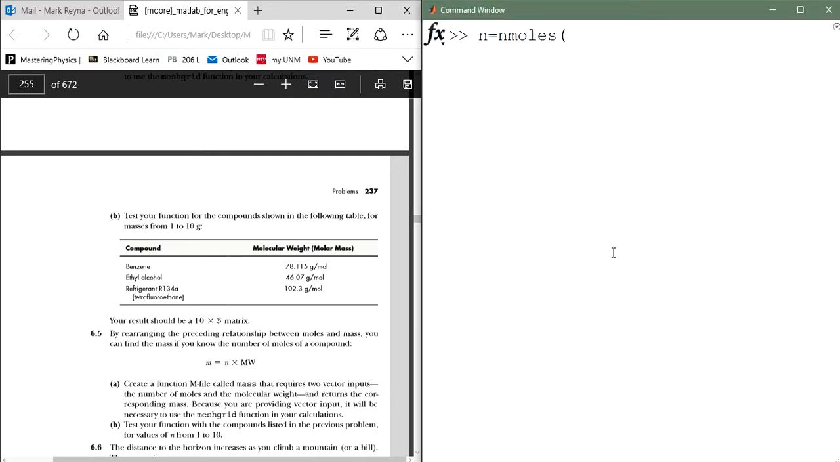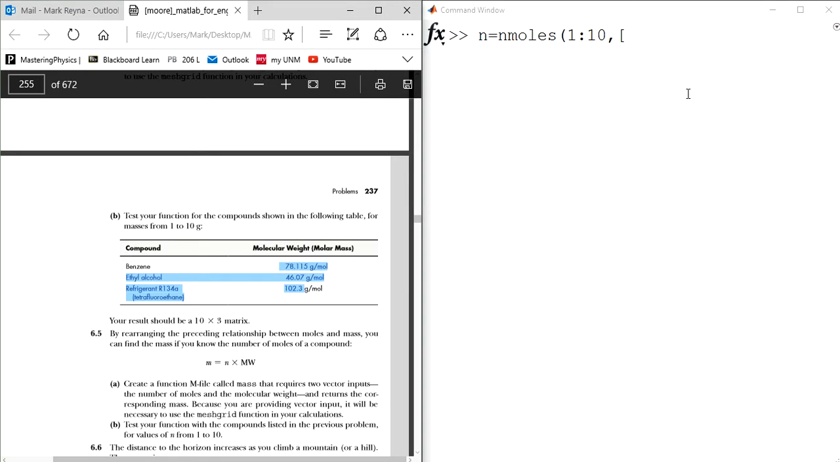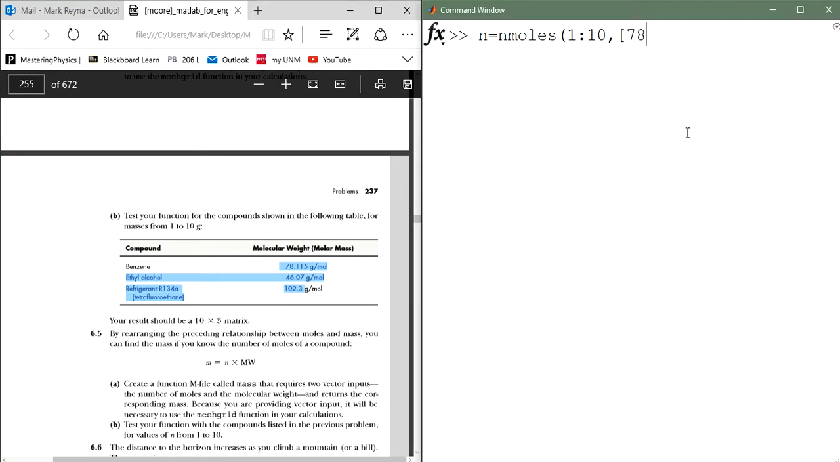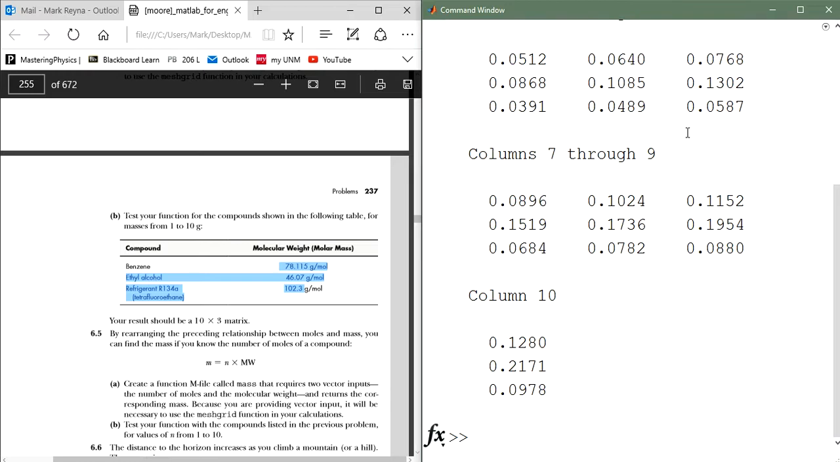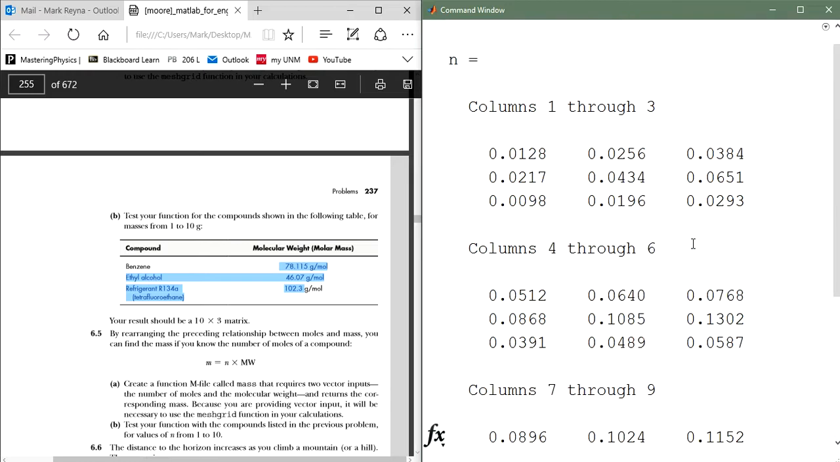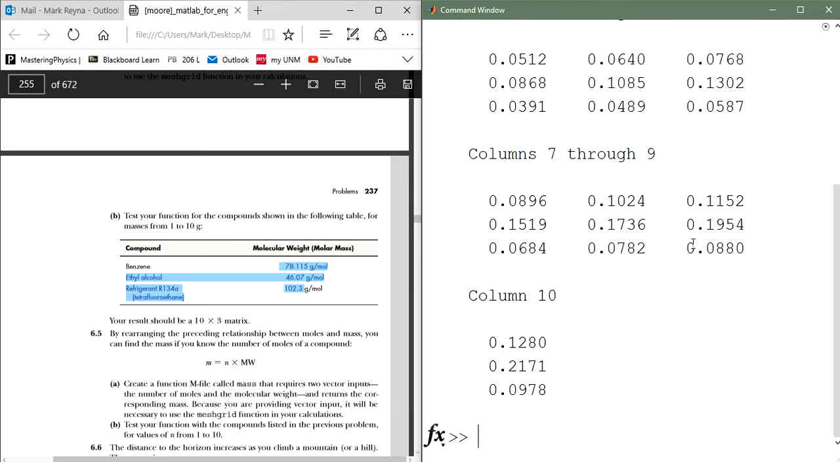nmoles of 1 through 10, comma, and I'm going to put these values in for the molecular weight. It's 78.115, 46.07, and 102.3. Sounds like that would be a rock station. I don't know why, but I feel like that to be true. Now I hit enter, and you see that it gives me all the possible combinations of these.